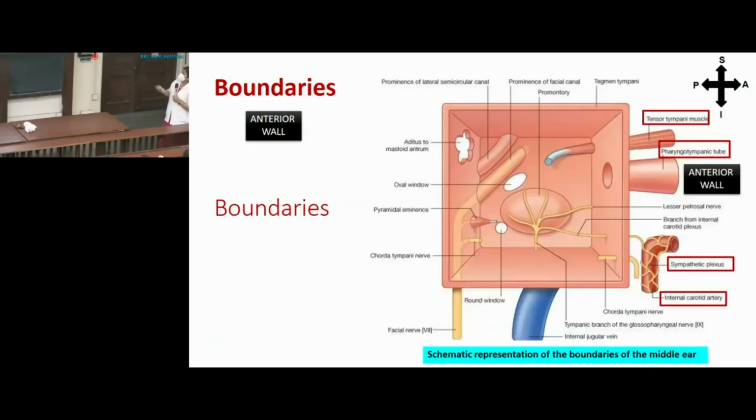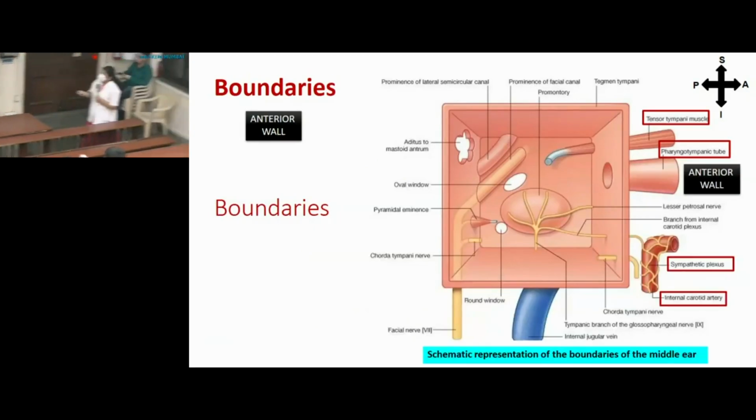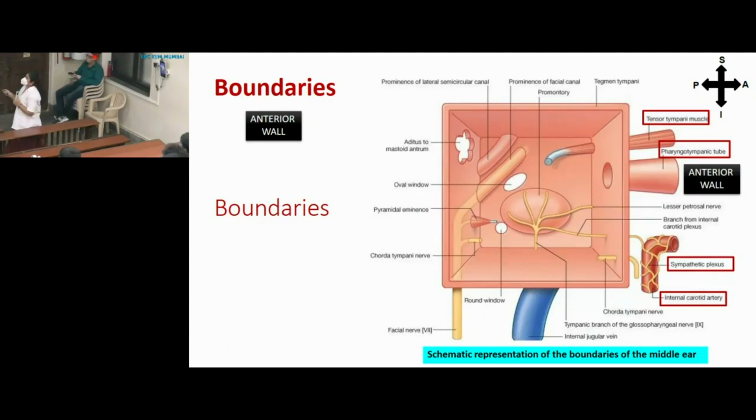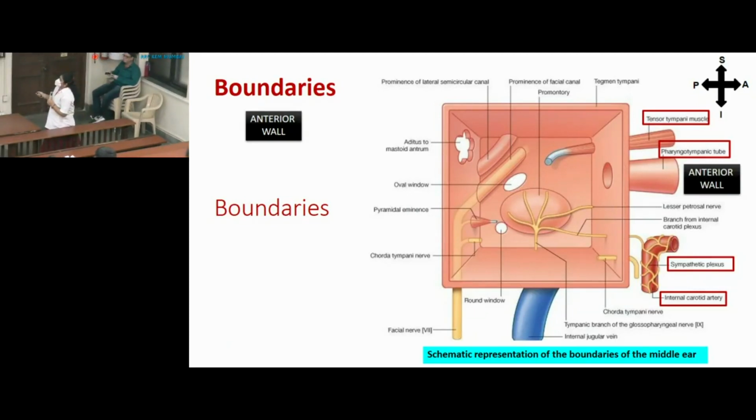Now let us see anterior wall. So this is anterior wall of the middle ear cavity. Here you can see there are three important structures. In the lower half of the anterior wall of the middle ear cavity, there is a bony canal for passage of this artery. Which artery is it? Internal carotid artery.